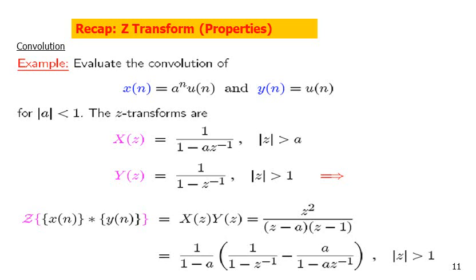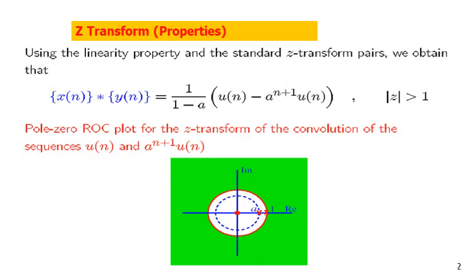So if we want to find the convolution in the time domain of x of n and y of n, then we need to take the inverse of this z transform. This slide contains the result of the convolution of x of n and y of n, which is the inverse z transform of the expression that we obtained in the last slide. And the convolution turned out to be (1 minus a^(n+1)) over (1 minus a) times u of n.